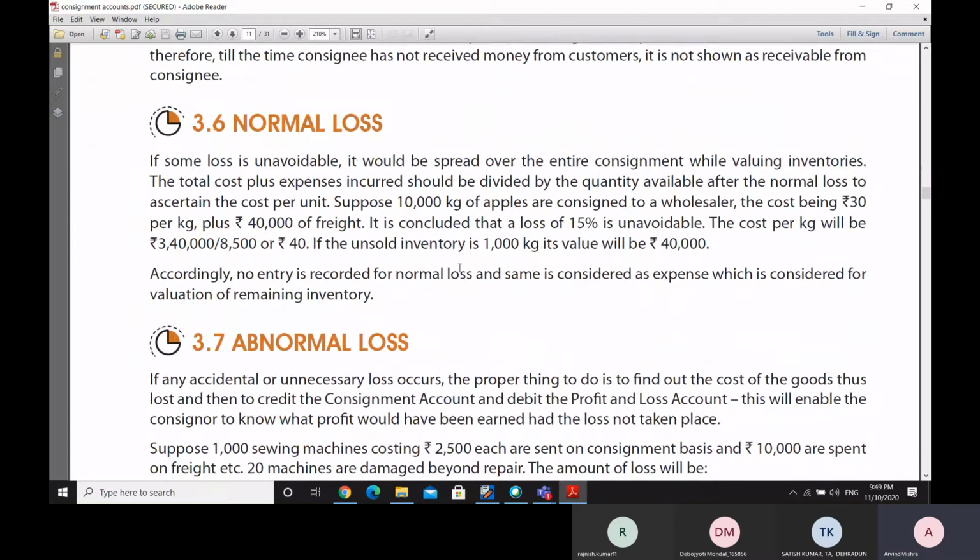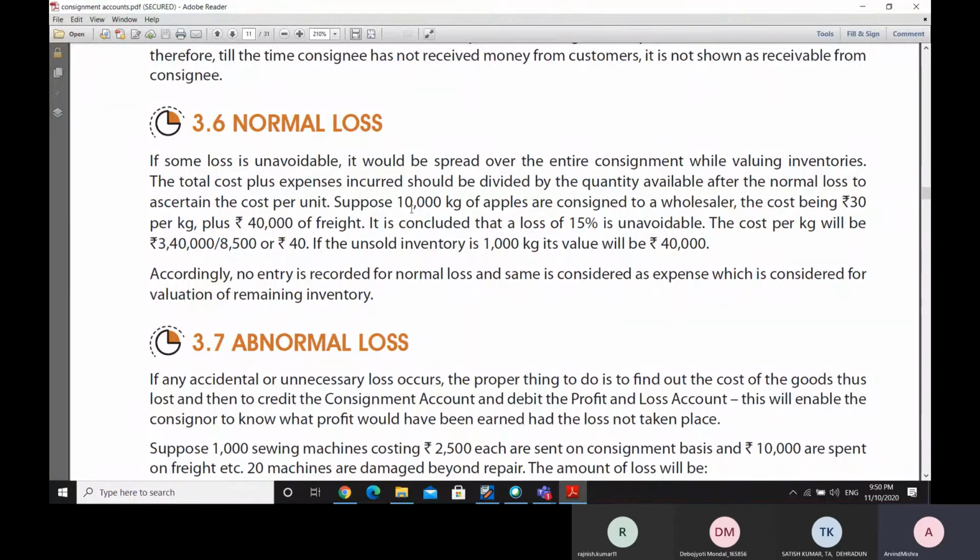Now let us understand the situation where some normal loss is happening. Certain losses are normal losses, which are unavoidable, and they are spread over the entire consignment while valuing the inventories. So the total cost plus the expenses incurred will be divided by the quantity available after the normal loss. Now let's take an example of it.